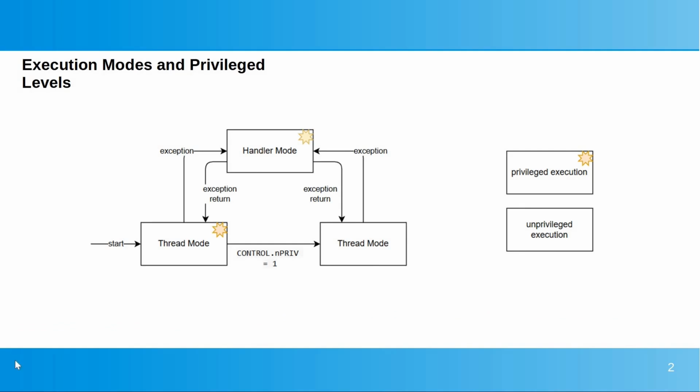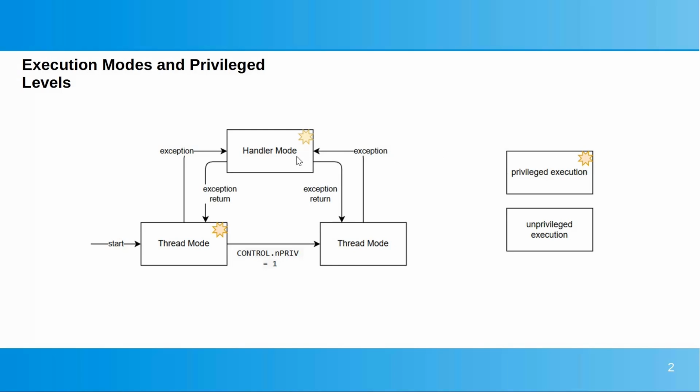The Cortex-M microprocessor does support two execution modes, handler mode and thread mode. After boot up, the Cortex-M will run on thread mode, privileged execution level. To switch to handler mode, we need to trap an exception or interrupt. Once we have trapped the exception or interrupt, the interrupt and exception service routine will run by default on handler mode. Handler mode will execute always in privileged execution level.